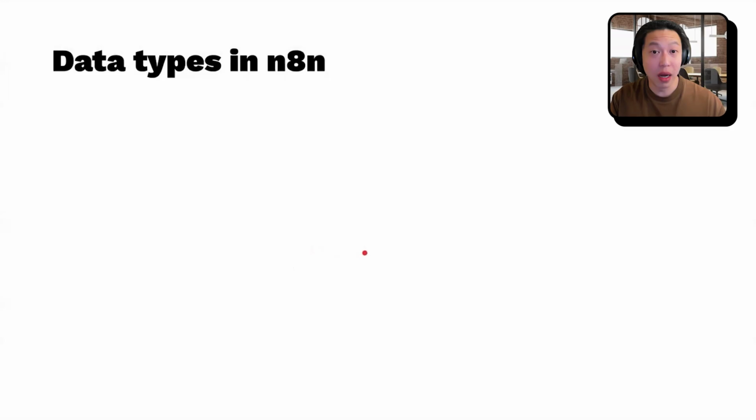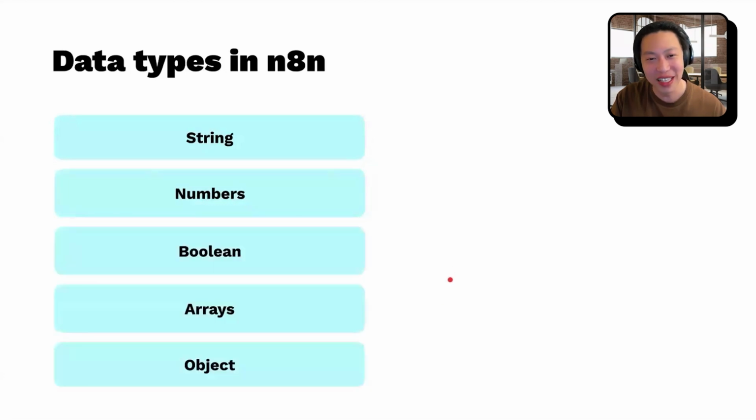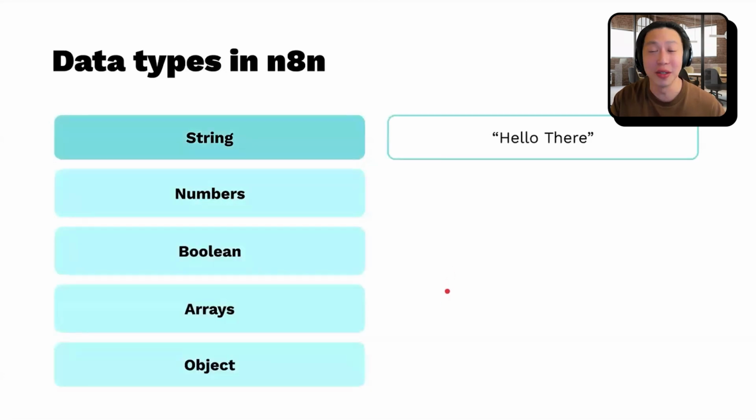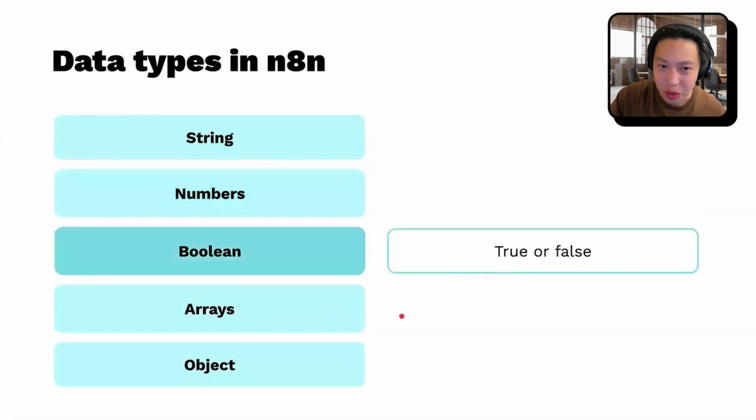All right, so I promise these are the last few slides on the conceptual side, and then we'll jump right into the hands-on session. But data types are super important in n8n. In n8n, there are 5 different data types: strings, numbers, Boolean, arrays, and objects. A string is basically a string of characters or alphabets, like hello there. Numbers are basically numbers, they could be whole numbers, decimals, or negative. And Boolean is just either true or false.